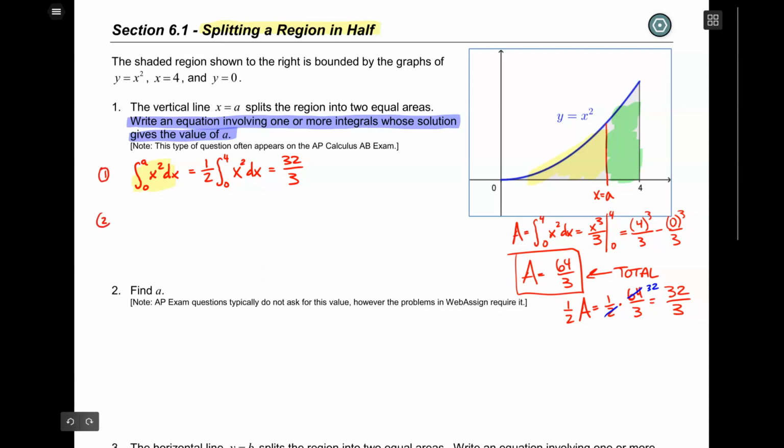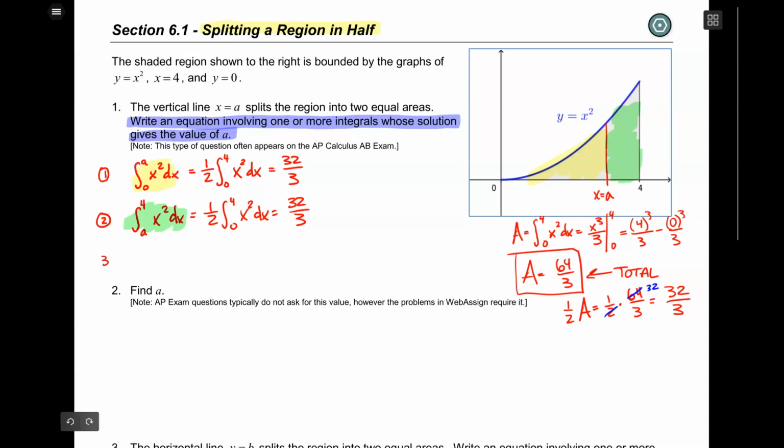Here's another one. I could set up an integral for that green shaded region, and that would be the definite integral from a to 4 of x squared dx is equal to one half of that total integral, and we know that's 32 over 3. So that's another option, and again, that integral right there represents the green shaded area.